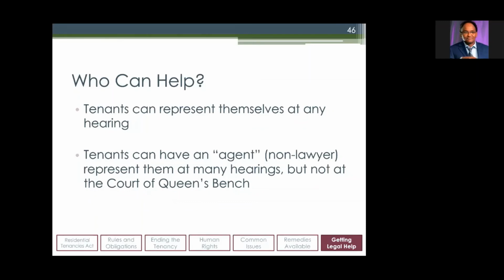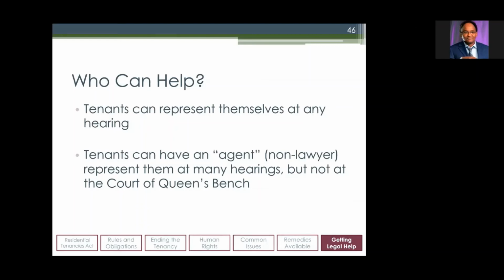At RTDRS or at the provincial court, you can represent yourself, or you can have anybody, like a friend, a community member, anybody who you trust and who might have a better understanding of the situation, represent you, and their legal role would be your agent.